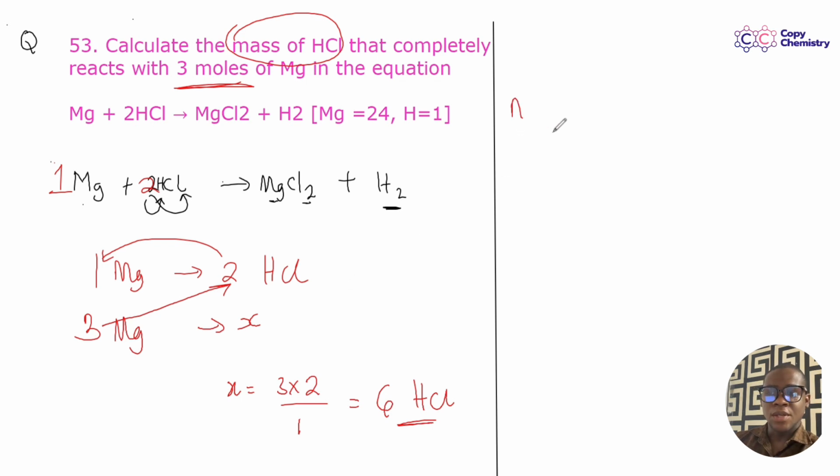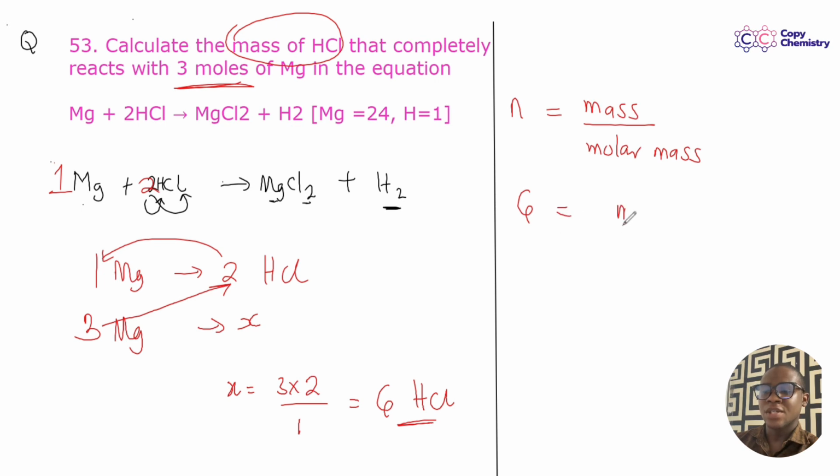And I hope you know that number of moles is mass divided by molar mass. Are you familiar with that? If you're familiar with that, then you can clap for yourself. And if you're not familiar with that, then we're learning it here today. The number of moles is equal to the mass divided by the molar mass. The number of moles of HCl will just be equal to the mass of HCl divided by the molar mass of HCl. Okay? And we know that the number of moles of HCl is 6.